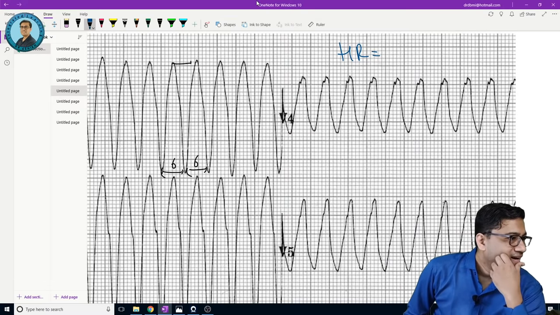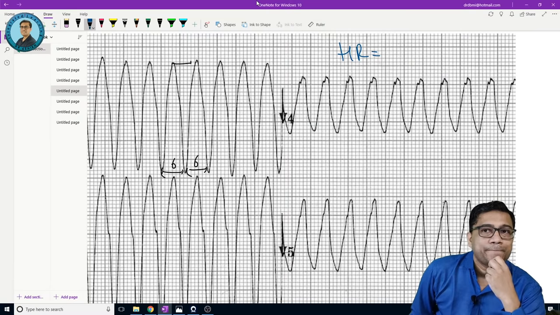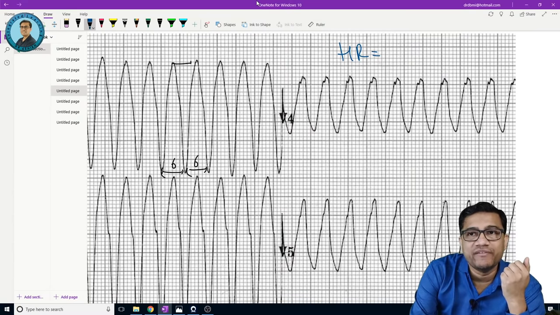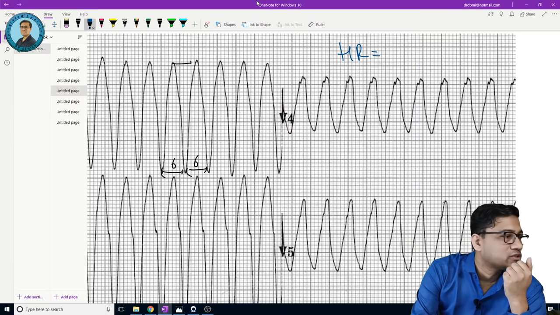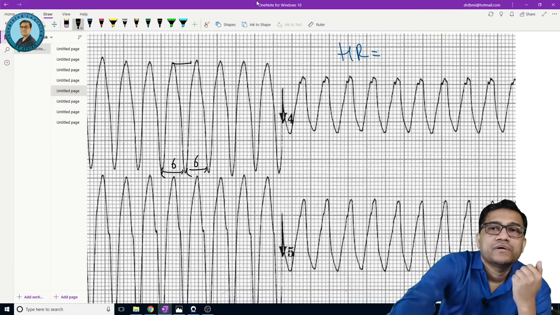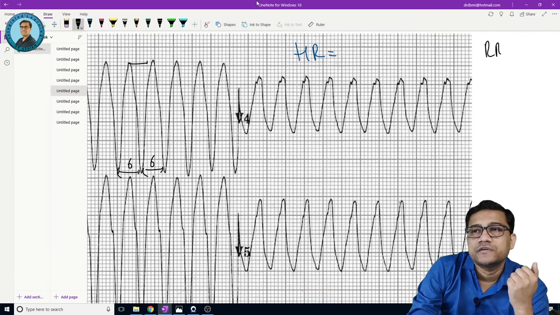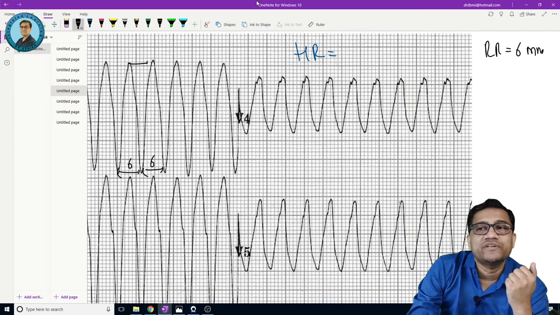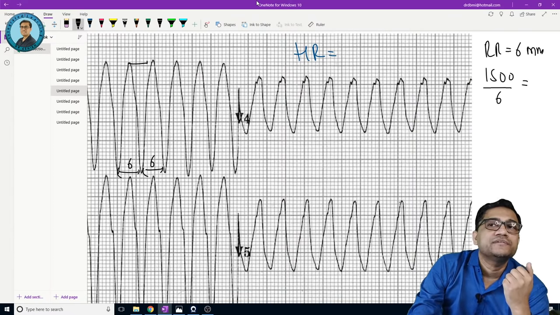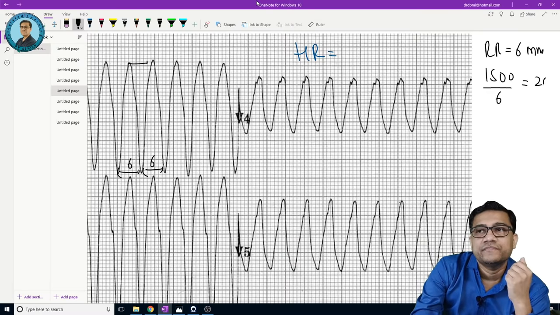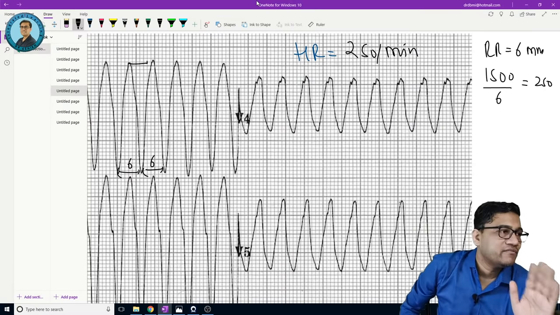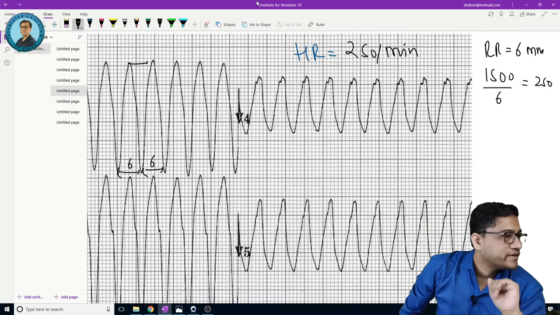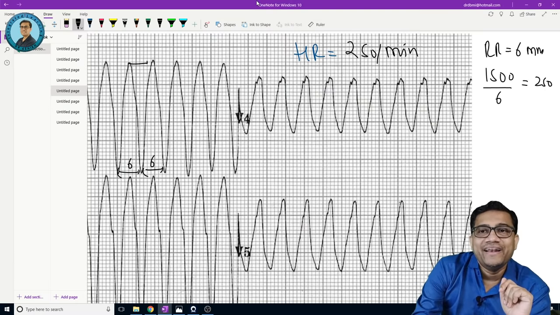What is the rate here? What is the distance between these two R waves? Yes, it is around 6 boxes, 6 mm. So RR is 6. So what is the value? Yes, it is 1500 by 6. So how much does that give? 250. So it is 250 per minute. Clear? So it's not a flutter, it is 250. Okay, 250.